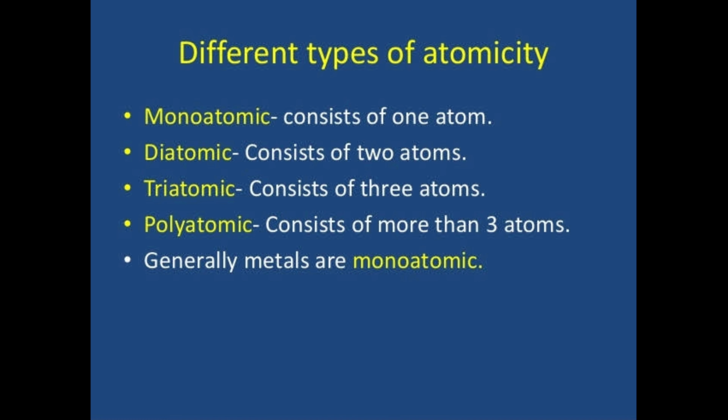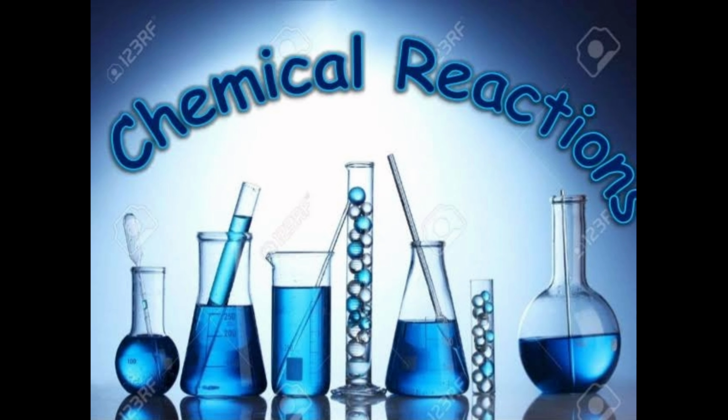There are different types of atomicity, though it is not in your syllabus. Only for your knowledge I am going to tell you: monoatomic, which consists of only one atom; diatomic, which consists of two atoms; triatomic, which consists of three atoms; and polyatomic, which consists of more than three atoms. Generally metals are monoatomic. This is not in your syllabus.